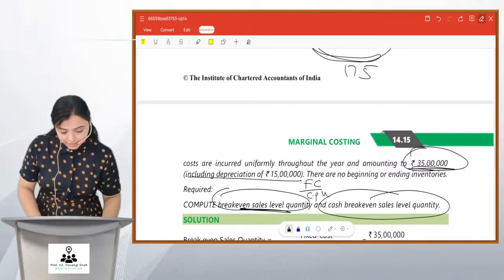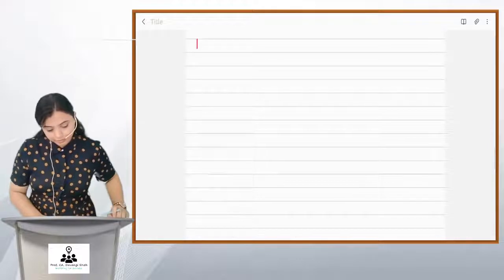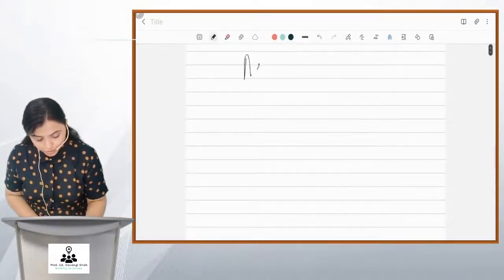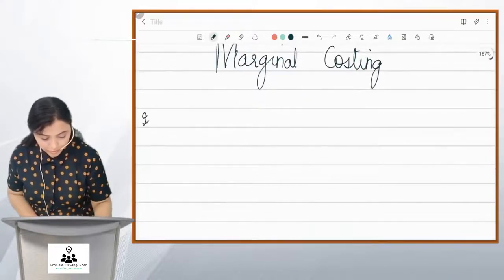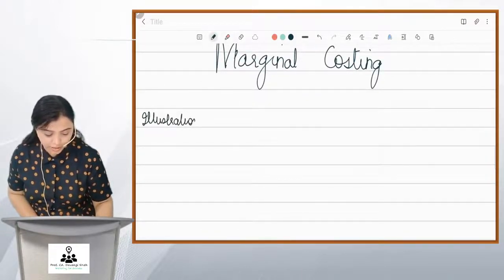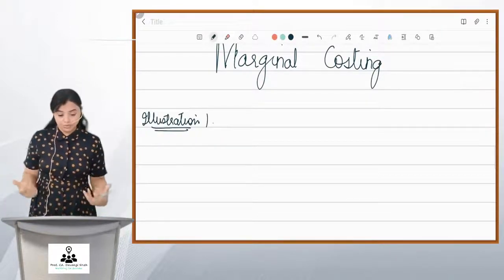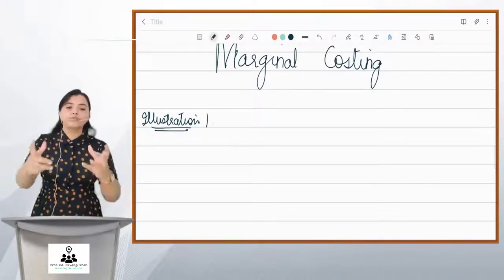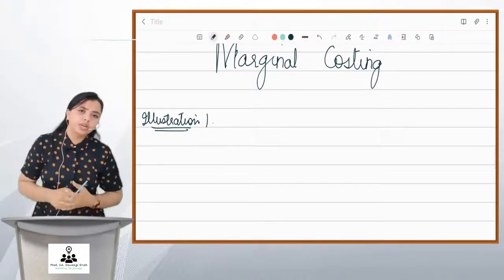Okay, so friends, let me take up a sheet. We are into marginal costing. Illustration 1. I will not be writing properly here because I need to solve more number of sums. So what I want you to derive from this lecture is the approach of solving. How am I solving? How am I thinking? This is what you need to learn today, friends.